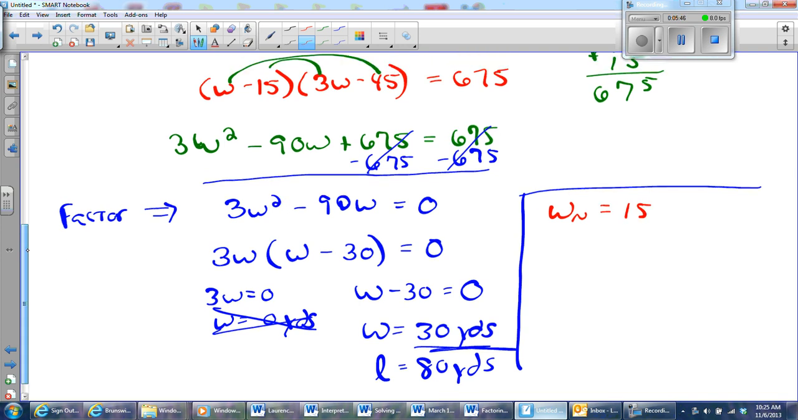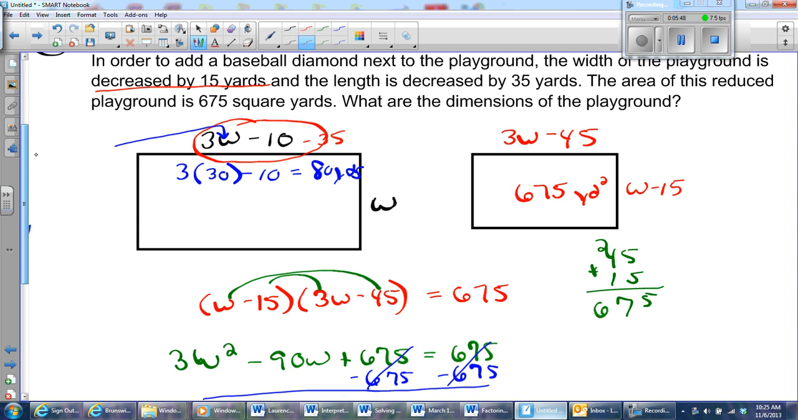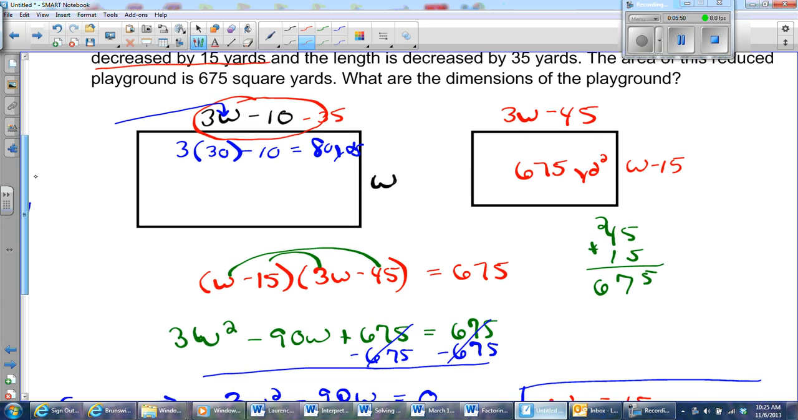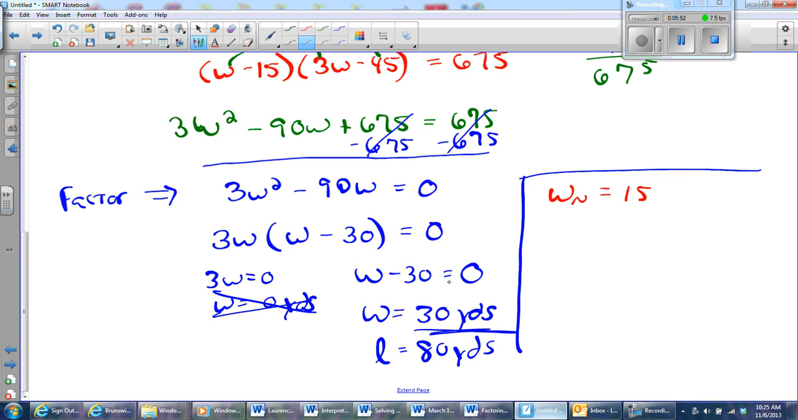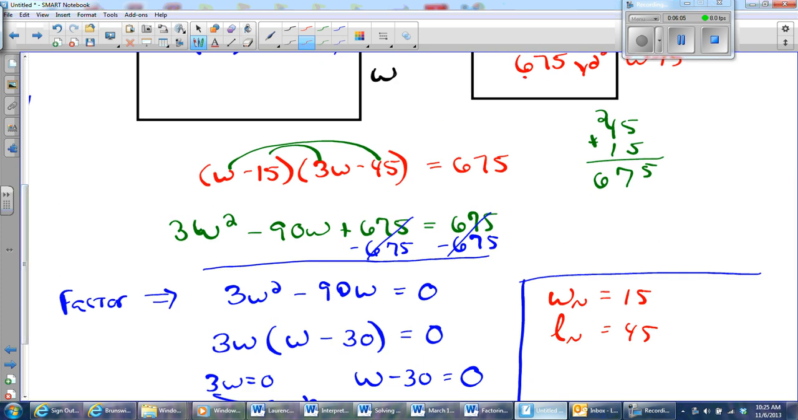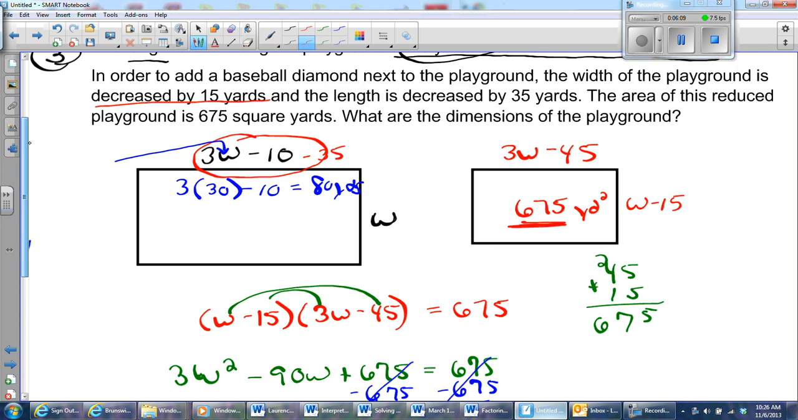length is going to be reduced by 35. So 80 minus 35, well, 80 minus 40 would be 40, so the new length is going to be 45. And sure enough, I know from my work earlier, if I multiply those two together, I get the 675 that I'm after. So there it is. That's problem number 3. It's actually pretty simple.